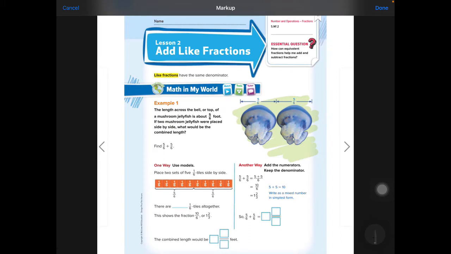In this video, my goal is to go through most of the guided practice, but not all of it, and the homework in one video. And I think you're going to actually really like adding fractions that are a like fraction. Let's begin.